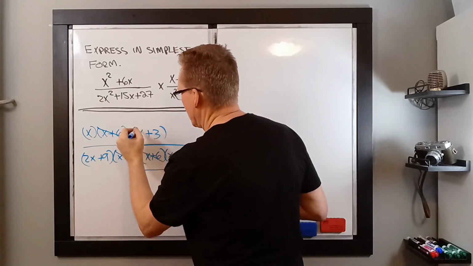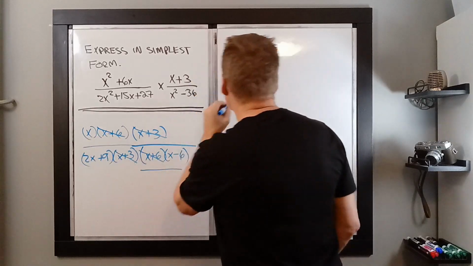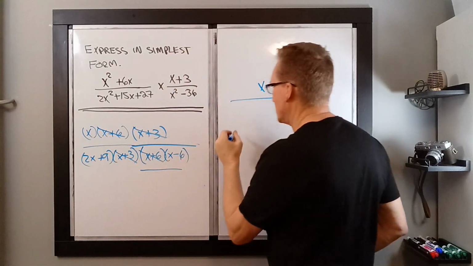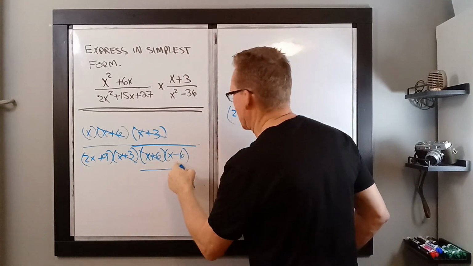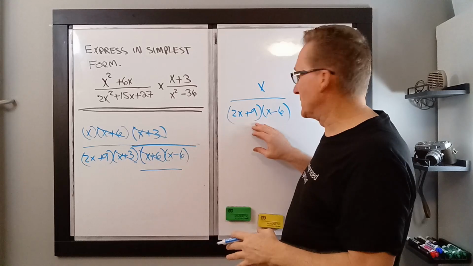We have an x plus 3 here. That cancels with that term. So what are we left with? Always be careful. You have an x there divided by 2x plus 9 times x minus 6. There, this is all factored and expressed in simplest terms.